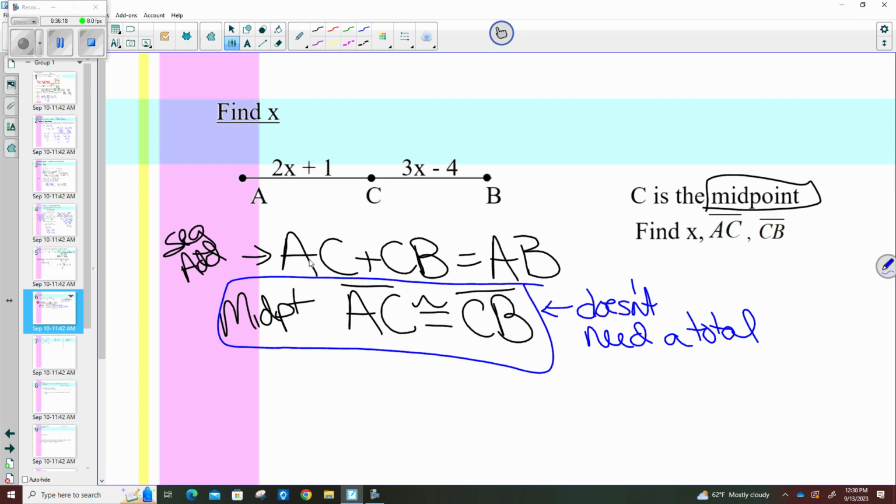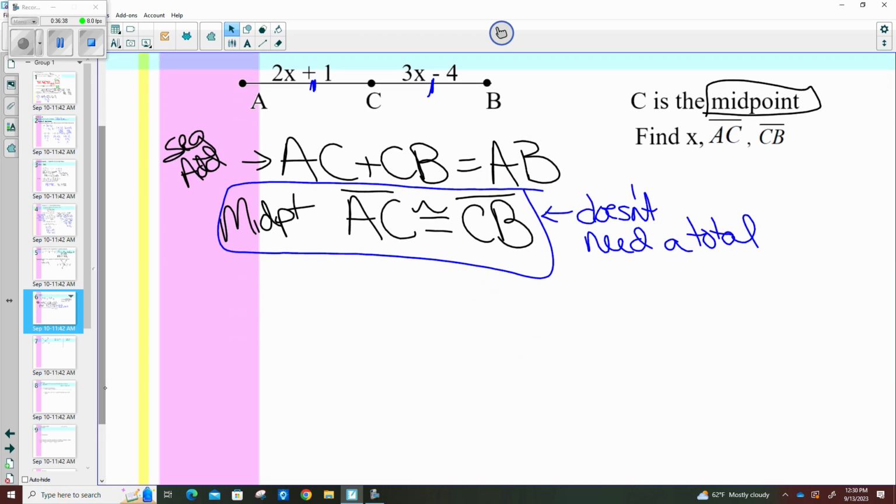You're going to have to look at which one of these things from our notes today am I supposed to use here? You've got to stop and think, do I have a total? Then I can add the two littles to get to the big. But if I don't have a total, I can't get to the big. So I have to use the fact that it's a midpoint, which means these two are equal. So set me up an algebraic equation out of that.